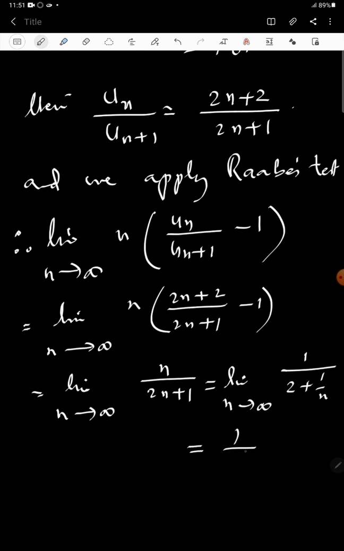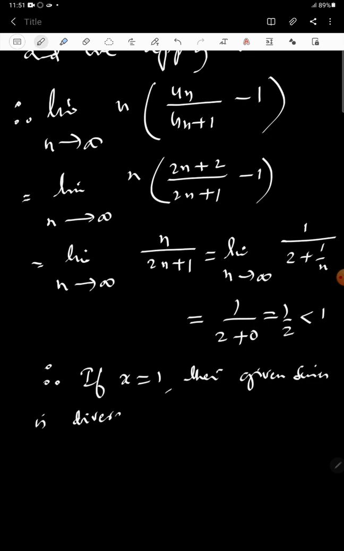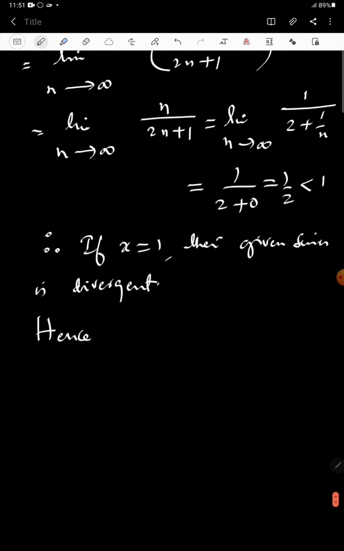That is equal to 1 by 2 plus 0, that is equal to 1 by 2, it is less than 1, and as per Raabe's test it is going to become divergent. Therefore, if x is equal to 1, then the given series is divergent. Given series is divergent. Hence, we will conclude now in all cases.